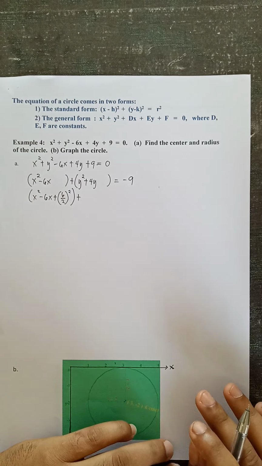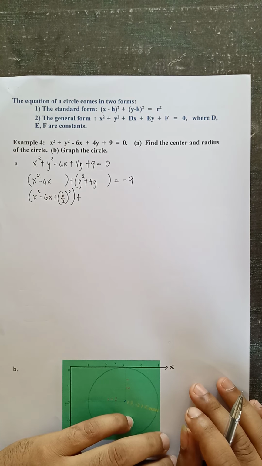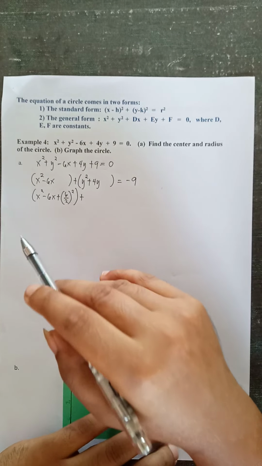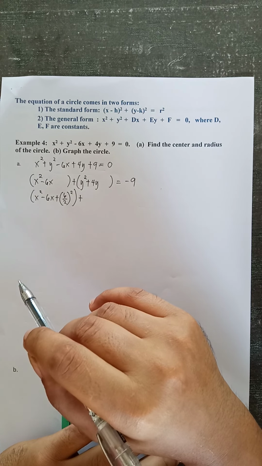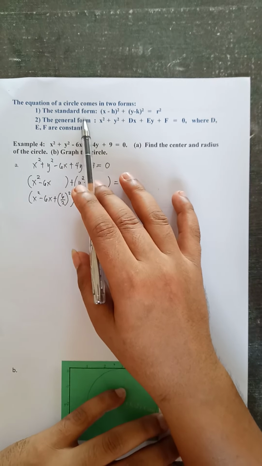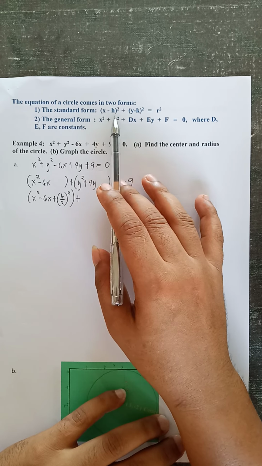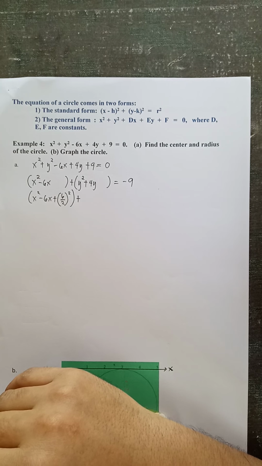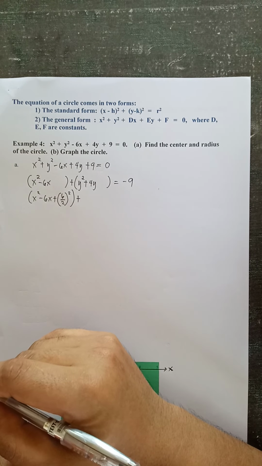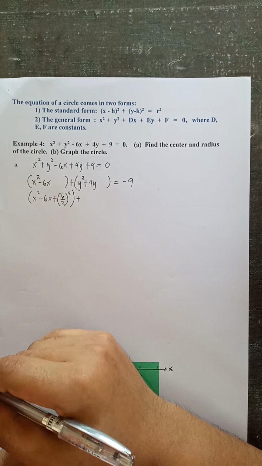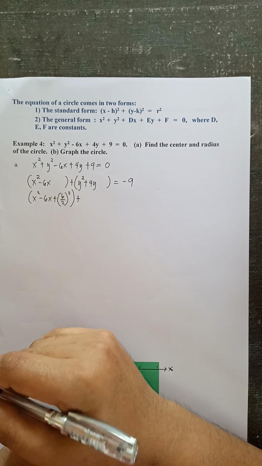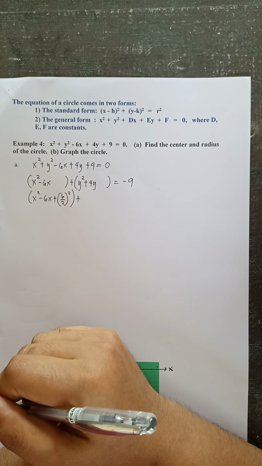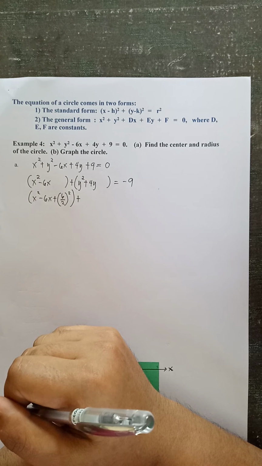This is the continuation of the discussion about the first type of conic section, which is the circle. There are two forms of equation of a circle. The standard form, which is (x minus h) squared plus (y minus k) squared equals r squared, and the general form is x squared plus y squared plus dx plus ey plus f equals 0, where d, e, and f are constants.